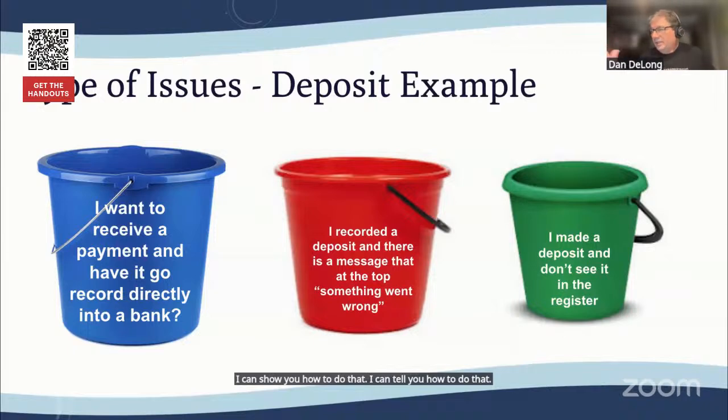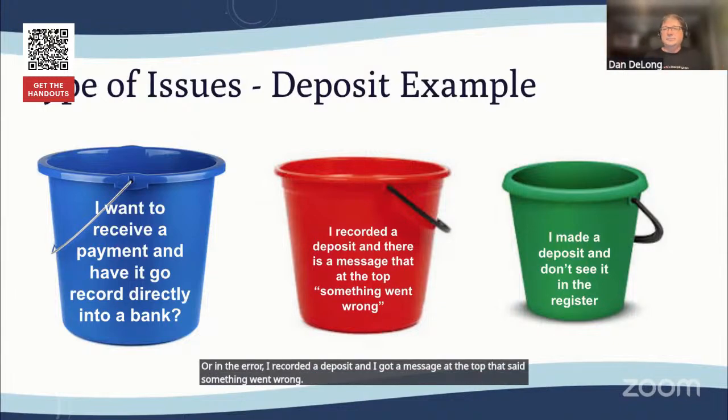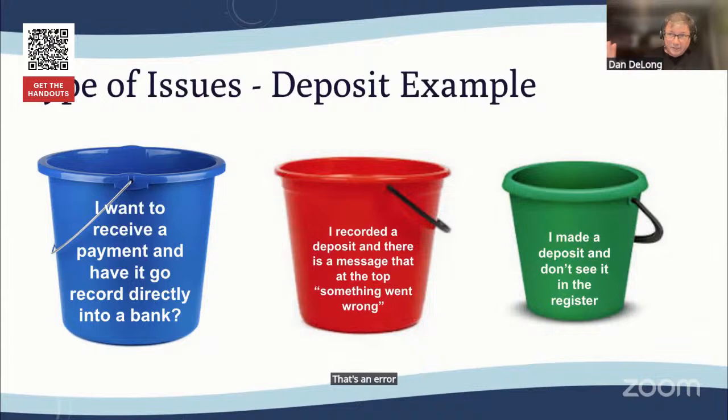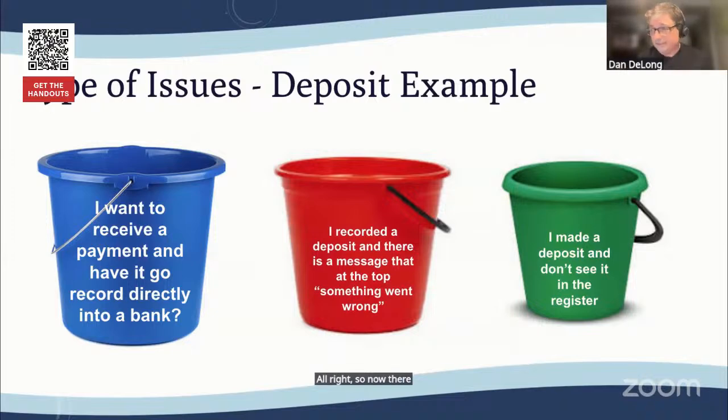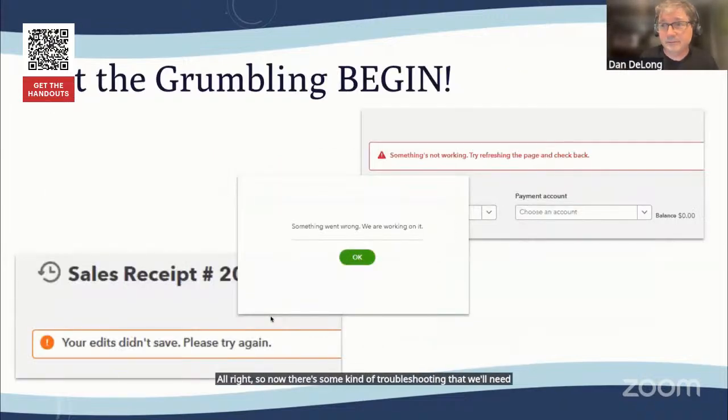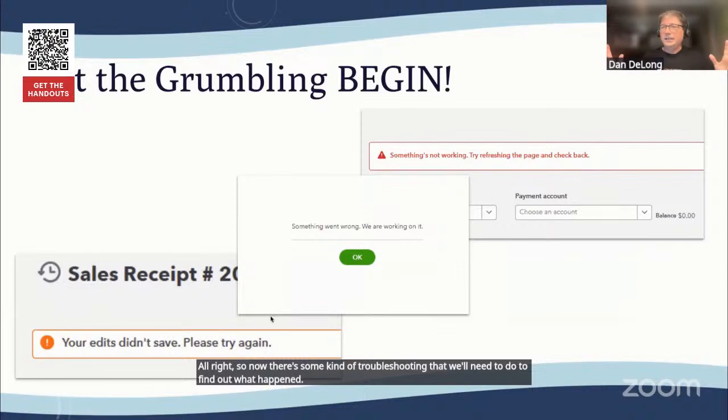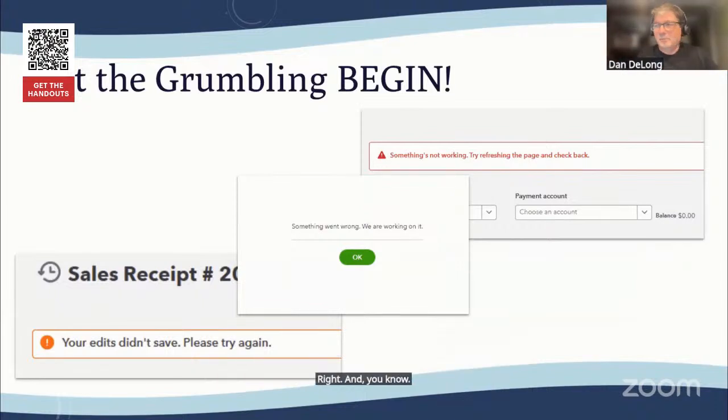Or in the error, I recorded a deposit and I got a message at the top that said something went wrong. Right? That's an error, but it's also an unexpected result. But the other example of the unexpected result bucket: I made a deposit and I don't see it in the register. All right, so now there's some kind of troubleshooting that we'll need to do to find out what happened, right? And to your point, Matthew, here's some of those so useful error messages, right?